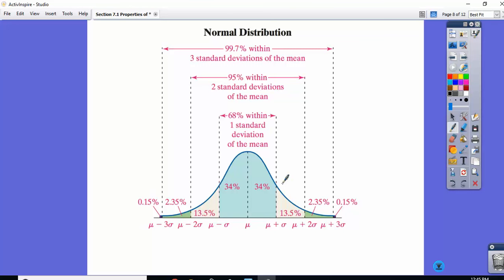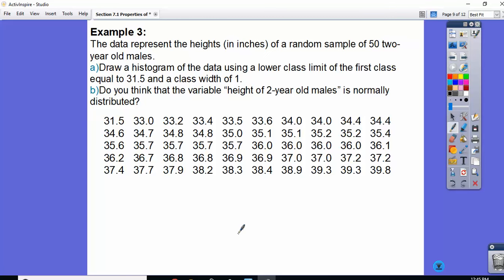So now I just want to do a few examples. This one: this data represents the heights in inches of a random sample of 52-year-old males. Draw a histogram of the data using a lower class limit of the first class equal to 31.5 and a class width of 1.